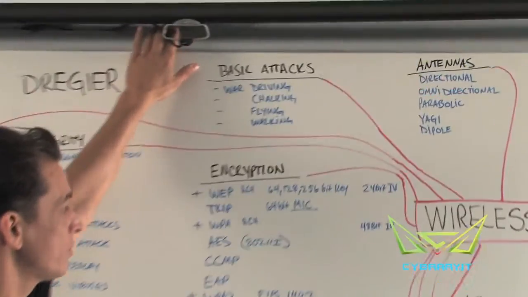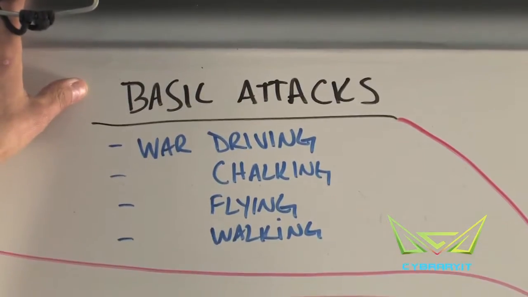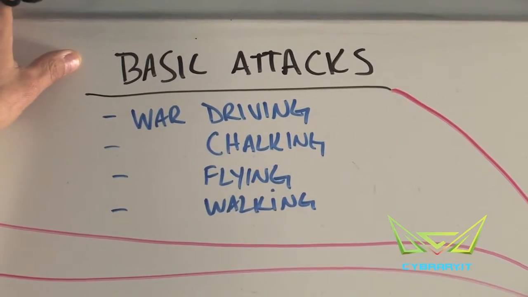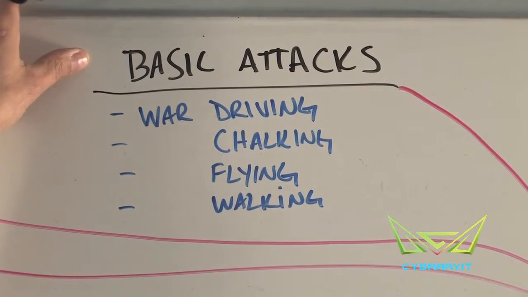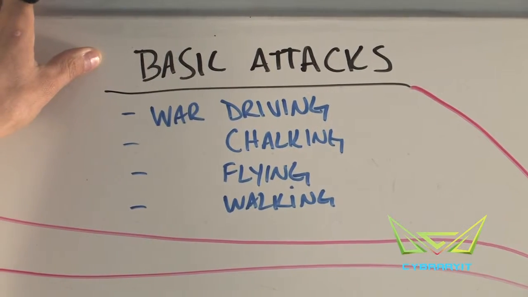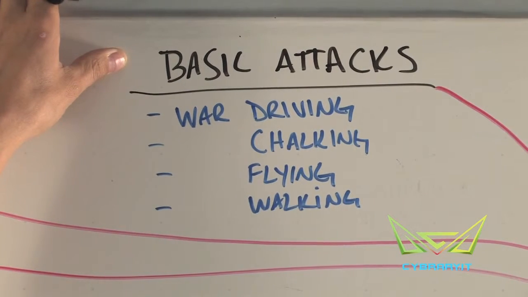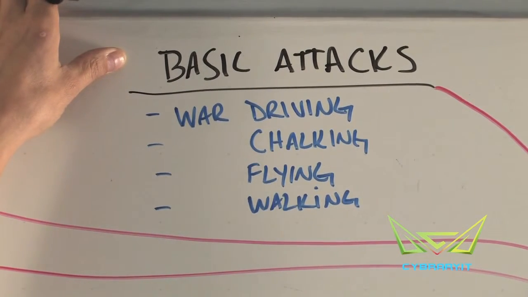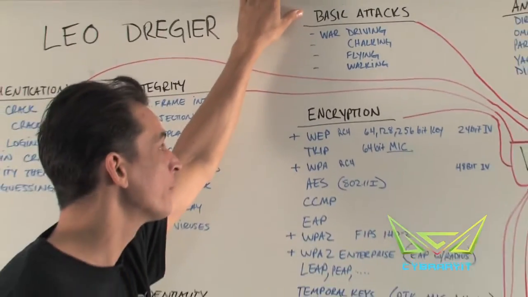Otherwise, we can go up here to the basic style of attacks, and this is just some of the basic theory behind how we approach penetration testing. For example, war driving, driving your car looking for access points. War flying, flying like a little drone or something looking for access points. War walking, just walking around doing it. And I guess there could even be war bicycling if you wanted to.